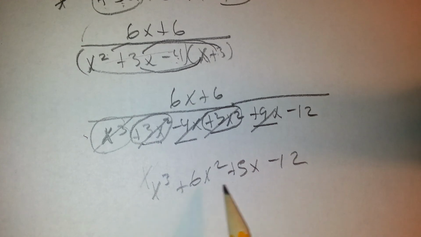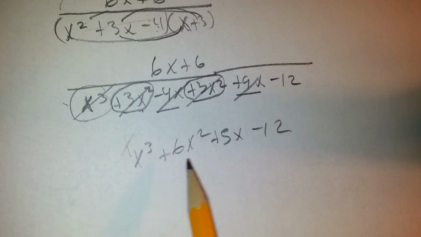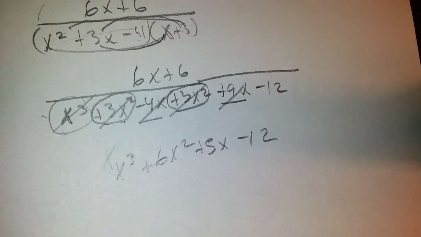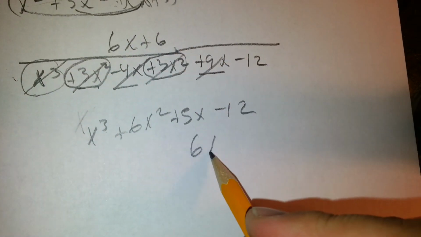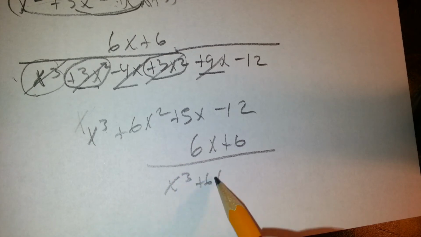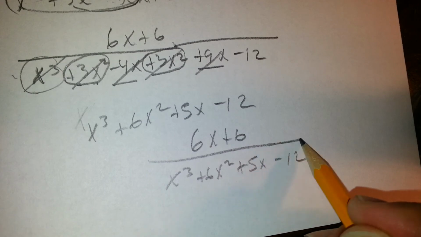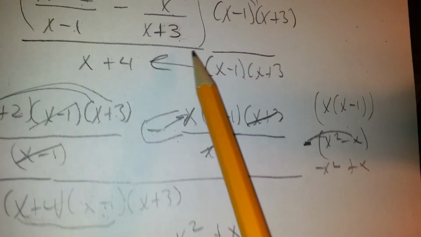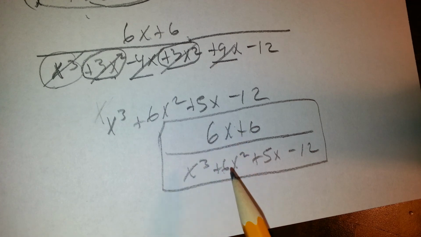Okay, so this won't simplify, but basically, as far as canceling this out, as far as I know, I'm not really worried about it. Right now, we can put our answer as this right here, this 6x plus 6 over x cubed plus 6x squared plus 5x minus 12, okay? And as far as I'm concerned, we have gotten rid of all this. So getting rid of our fraction within a fraction, this is just a normal fraction, numerator, denominator, okay?